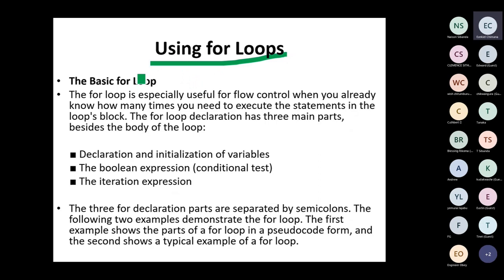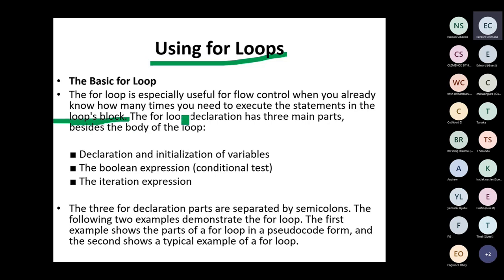Let's talk about a for loop in Java. In Java, there is the enhanced one and the basic one: the basic for loop and the enhanced for loop. Let's start with the basic for loop. The for loop is especially useful for flow control when you already know how many times you need to execute the statements in the loop's block. So it's different from the while loop. Here you know the number of times that you want to loop your code.